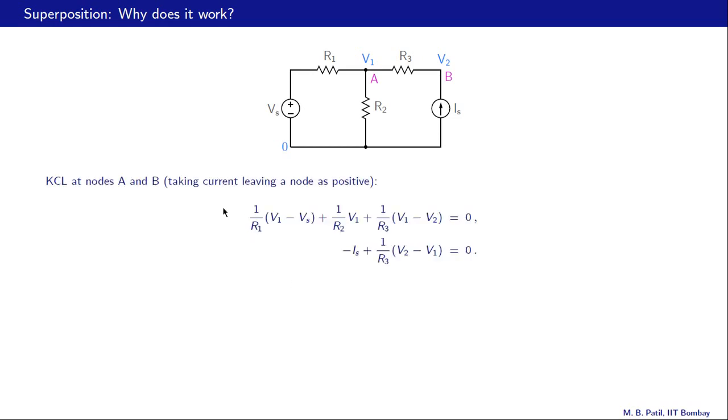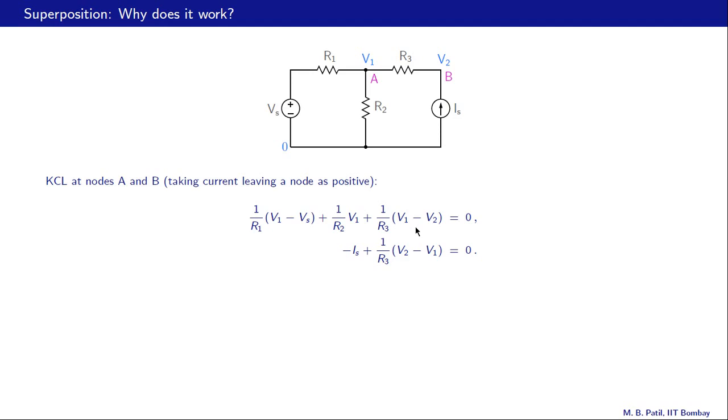And in doing that, we will take current leaving a node as positive. So let us look at the first equation here. We have three currents at node A, this current, and this current. And what is this current? It is V1 minus Vs divided by R1. And since that current is leaving this node, that comes with a plus sign, that is this term over here. What about this current? That is V1 minus 0 divided by R2, the second term. And this current is V1 minus V2 divided by R3, that is the third term.